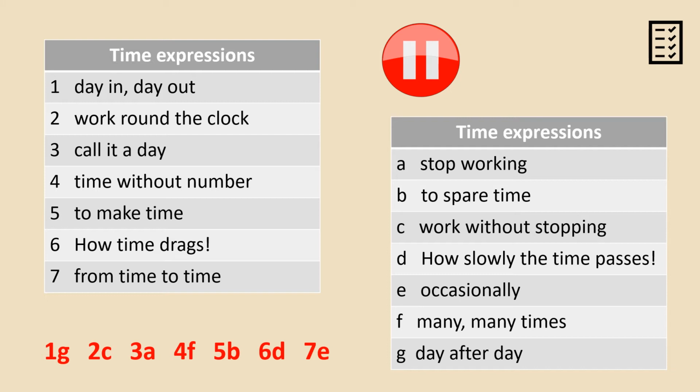Time without number means many, many times, over and over again. To make time means to spare time, to find time. How time drags means how slowly the time passes. And finally, from time to time means occasionally. Well done!